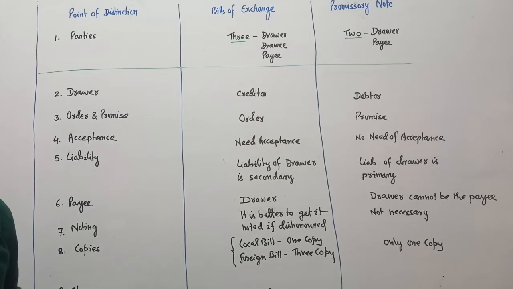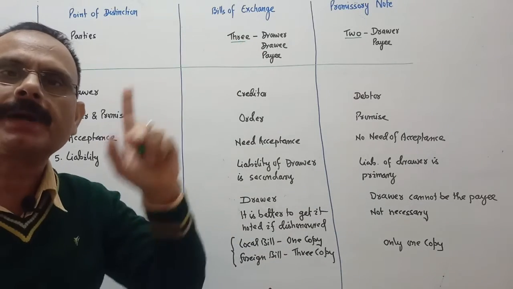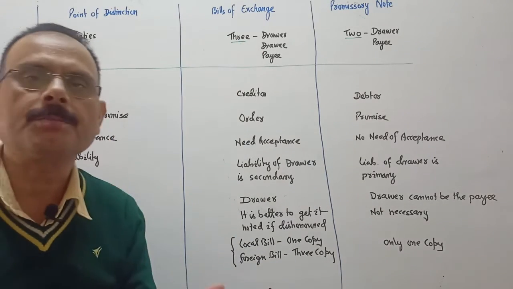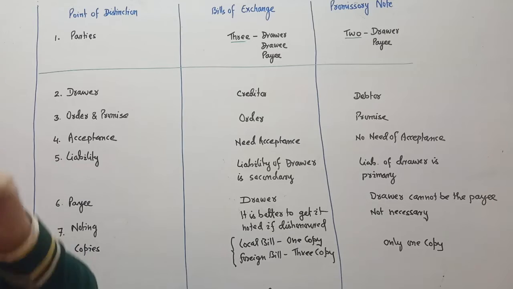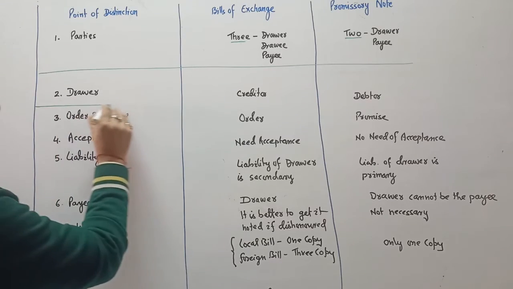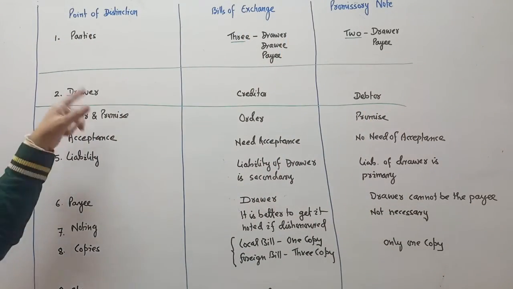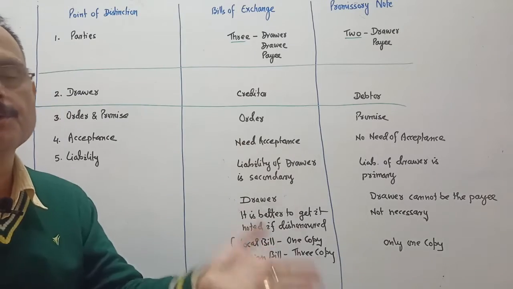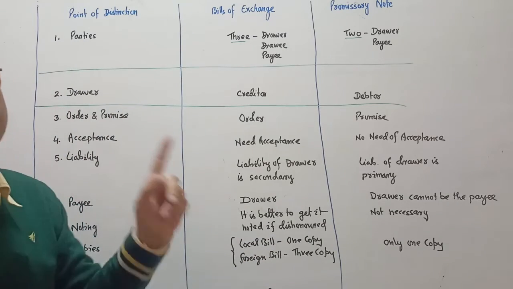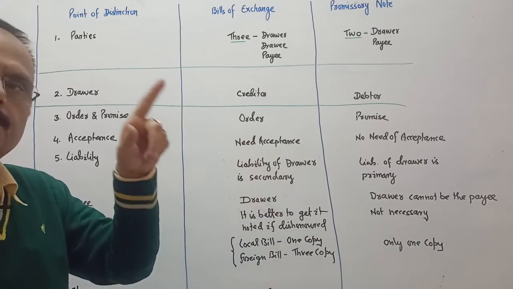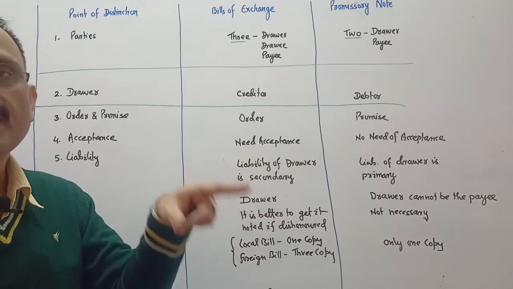Now the second is the drawer. Who draws the bills of exchange and the promissory note? Bills of exchange is drawn by creditors, and promissory notes is drawn by debtors, meaning the customer. This is the next difference. Bills of exchange is drawn by creditors, meaning the seller, and promissory notes is drawn by the purchaser, by the customer, meaning the debtor.